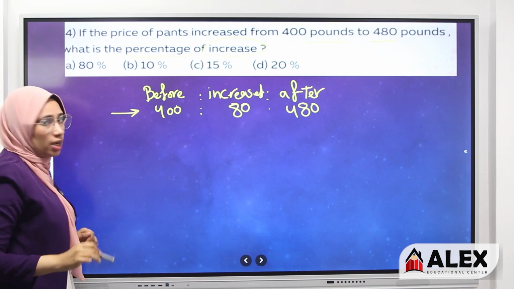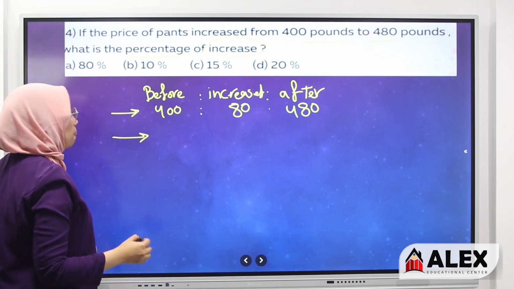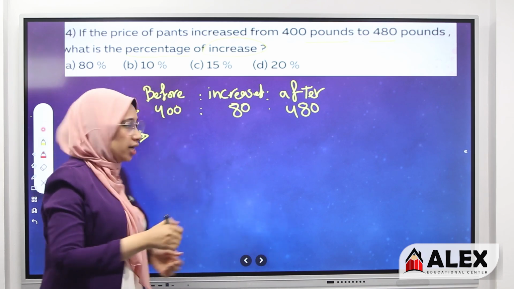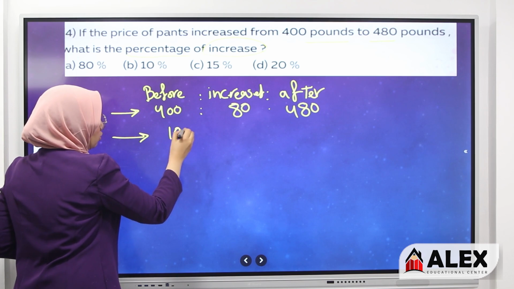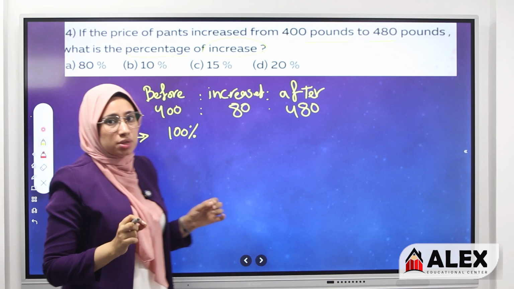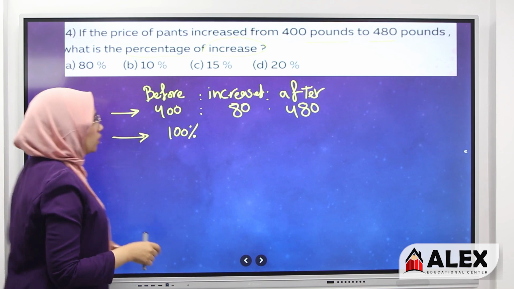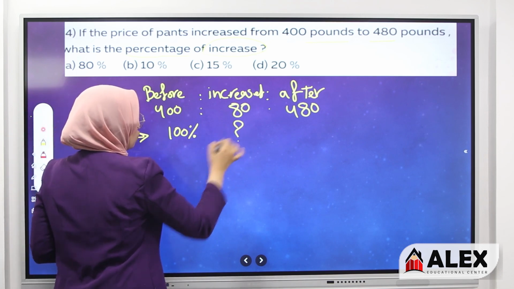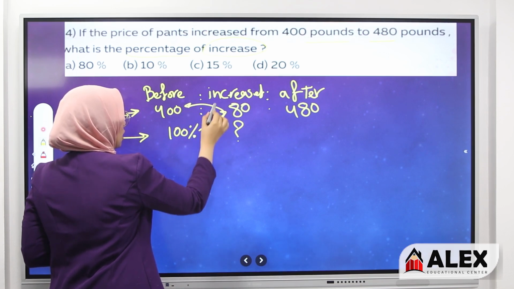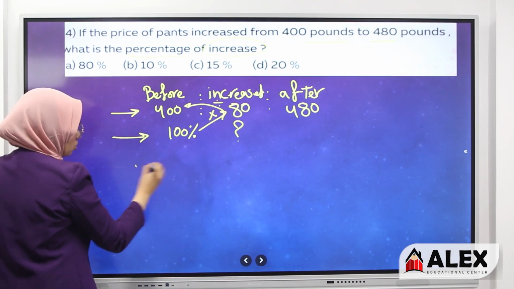First, we write the numbers. The second step, we write the percentage. Before any increase or before any discount, we write 100 percent. That is always 100 percent before any increase or before any discount. We need the percentage of increase. We cross multiply like this, times and divide, and we get the percentage.